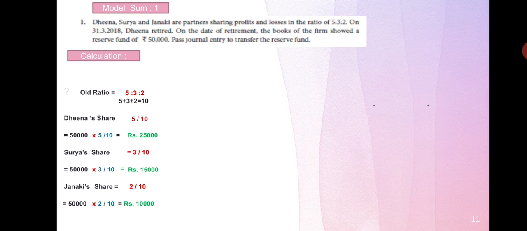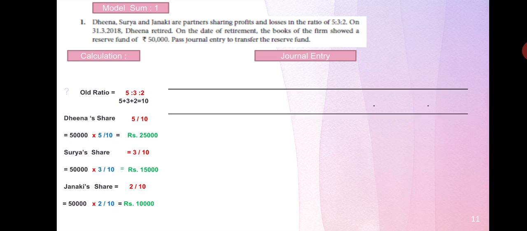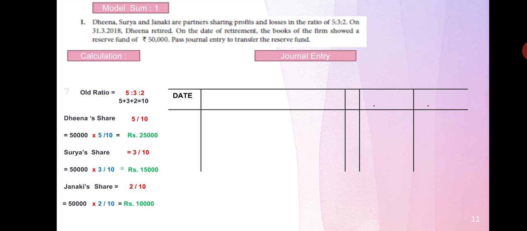Now the calculation is over. Now it will be easy for you to write the journal entries. Write the heading journal entries. Draw the format for the journal entry: date, particulars, LF, debit rupees, credit rupees. Now what do you want to transfer? Reserve fund. It is accumulated profit, isn't it? So reserve fund, being accumulated profit, must be credited to all the partners' capital accounts.